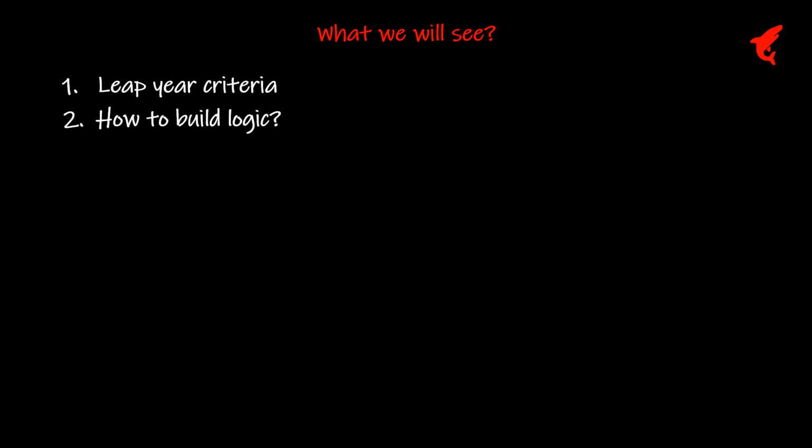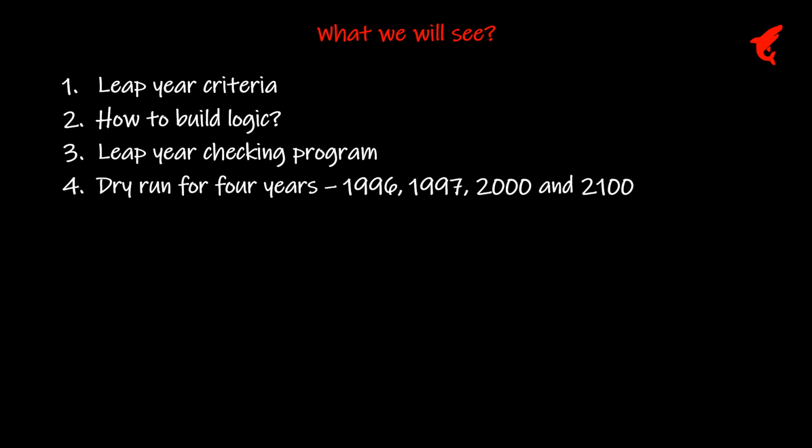So what is it that we are going to see here? First, what are the criteria for a year to be a leap year? Next, how to build logic to implement the program for checking a leap year. Next, the actual leap year program. And finally, a dry run for 4 years: 1996, 1997, 2000 and 2100. So let's begin. And remember to always focus on how the program logic is getting built.